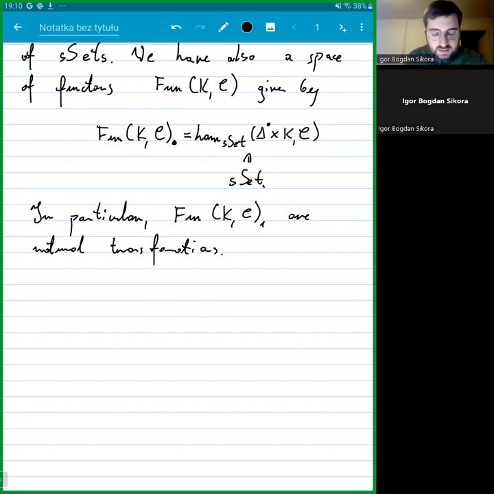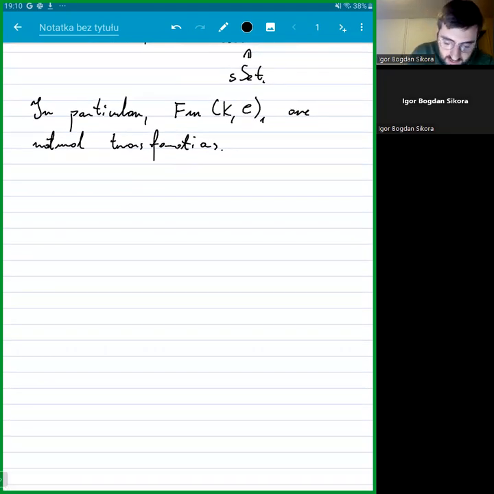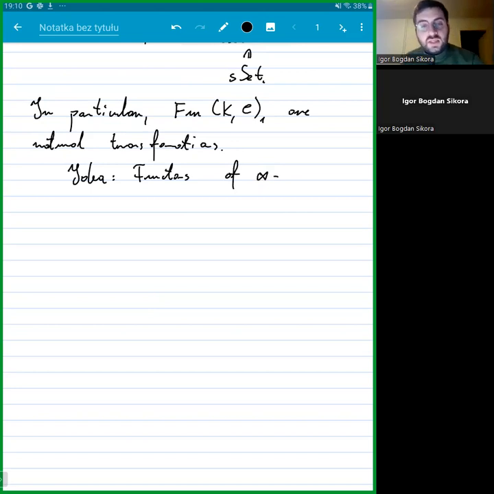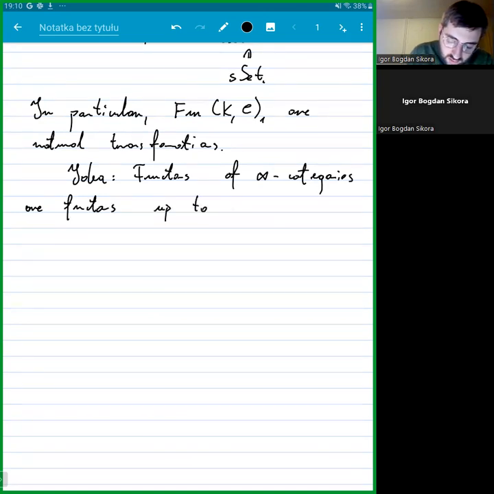And what is the idea behind functors in quasi-categories? So the idea is that functors of, in general, infinity categories, because quasi-categories are supposed to be a model for infinity one categories. So functors of infinity categories are functors up to what is called coherent homotopy. So let's see how it works on an example.